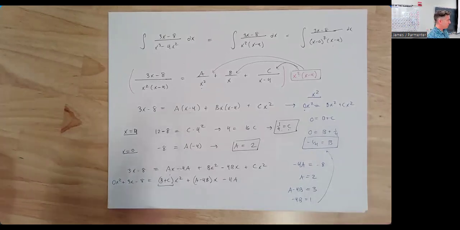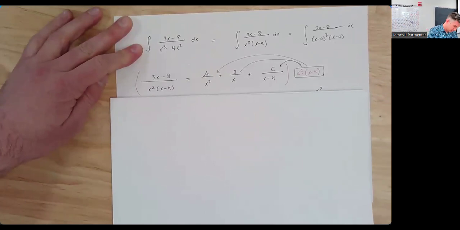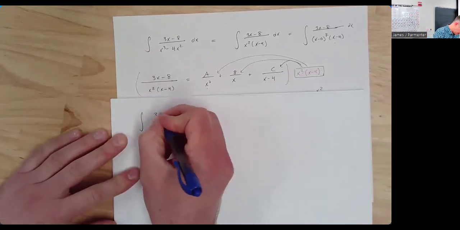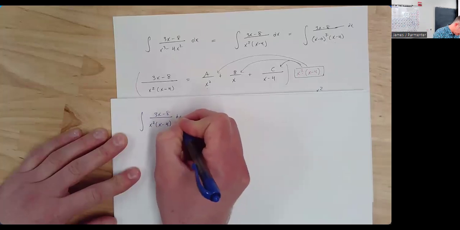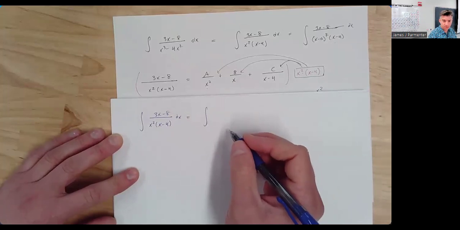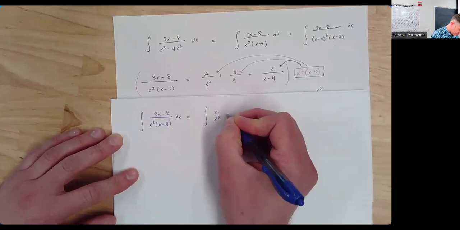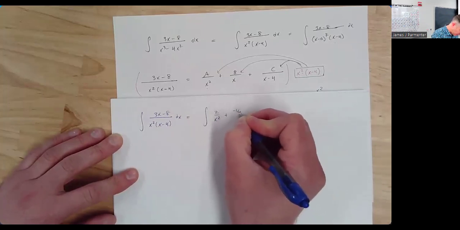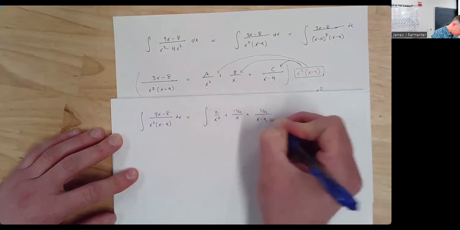So then we've done the partial fraction decomposition, but we're not done. We still have to actually do the integral. Then we go back and say, okay, I'm going to rewrite my integral of 3x minus 8 over x squared times x minus 4 dx as the integral of a, which was 2, I believe, right? 2 over x squared plus b, which was -1/4 over x plus c, which was +1/4 over x minus 4.